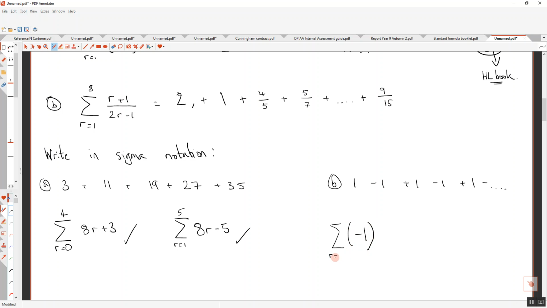I think I have one. Okay, go for it. We're running out of time. Sigma sign. Start at r equals 2. And then bracket -1 to the power of r. Right, good, that'll work. And what are you going up to? Dot, dot, dot, infinity. Infinity, right. That means it keeps going forever and ever. Does that make sense?